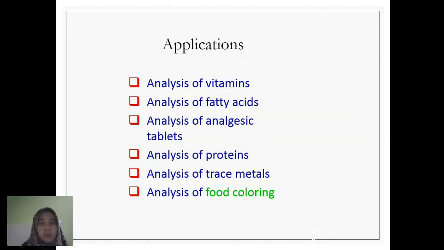These are the applications of UV visible spectroscopy. By using it, we can analyze vitamins, fatty acids, analgesic tablets, proteins, trace metals, or food coloring. The basic principle of UV visible spectroscopy is that whatever components can produce color in the UV visible region, we can use UV visible spectroscopy.